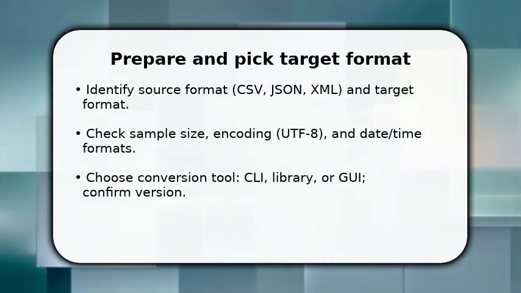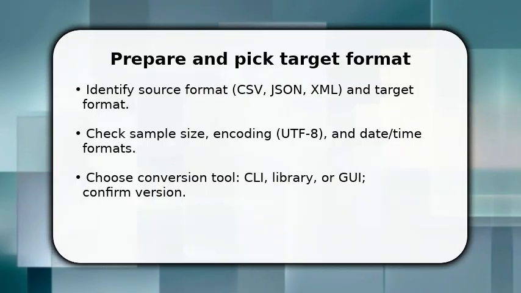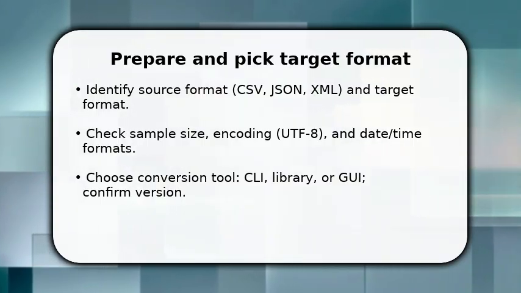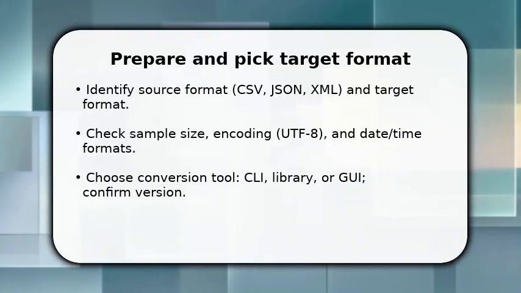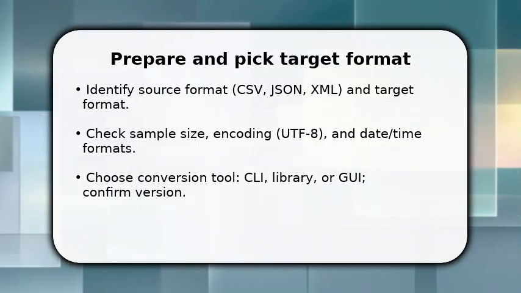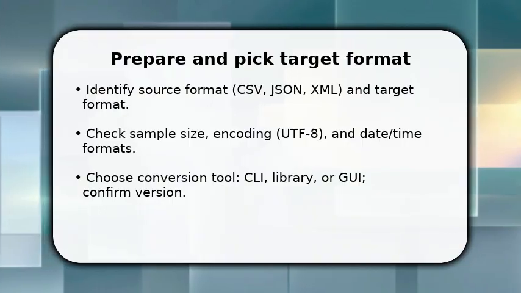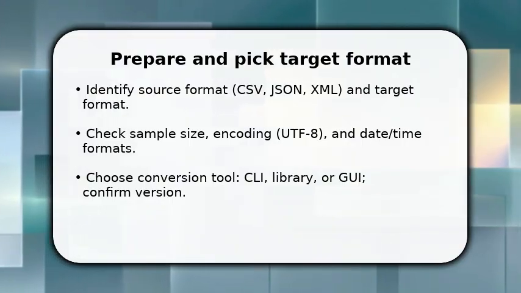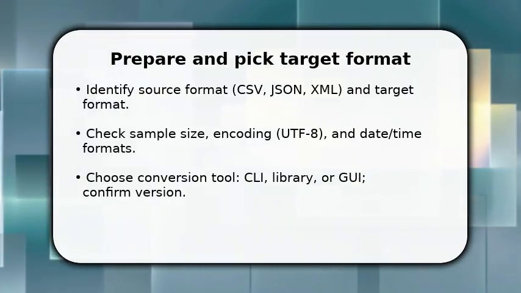You start by confirming the source and the target formats so you know what changes are required. Once done, inspect a representative sample to verify encoding, delimiters, and date conventions. This prevents surprises. Make sure to pick a conversion tool or library compatible with your environment: CLI for automation, library for code integration, or a GUI for ad hoc work.